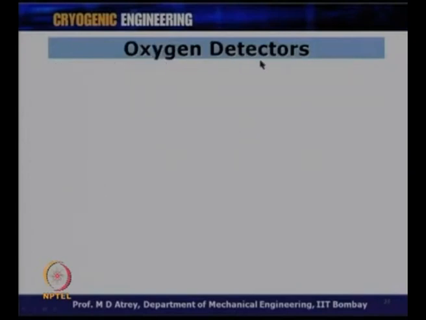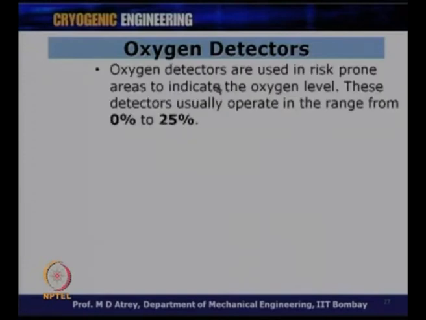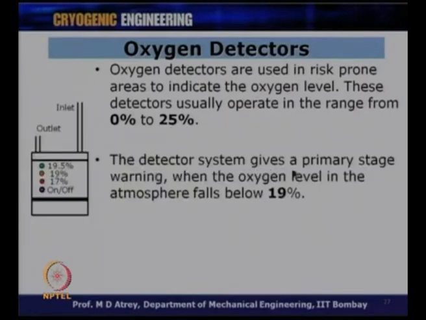What should we have? Oxygen detectors. In addition to all these things we just talked about, we should have oxygen detectors which basically detect the percentage of oxygen in the atmosphere around you, which is very important. Oxygen detectors are used in risk prone areas to indicate the oxygen level. These detectors usually operate in the range of 0 to 25%. We know that 19.5% is a cutoff, and therefore, oxygen should be indicated from 0 to 25%. The detector system gives a primary stage warning when the oxygen level in the atmosphere falls below 19%.